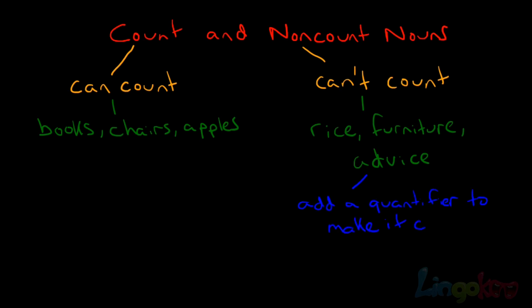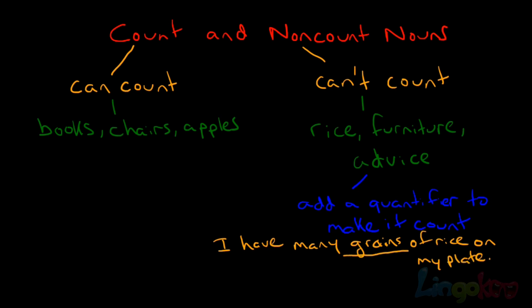So for example, even though rice is a non-count noun, if I add the quantifier grains of, I can make it count. So I could write a sentence such as, I have many grains of rice on my plate, and the quantifier grains of takes rice from non-count to count. Or I could say something like, I want 2 cups of coffee. Okay, so coffee is a non-count noun, but by putting the quantifier cups of, I can make it count.